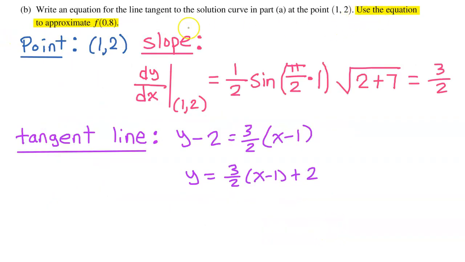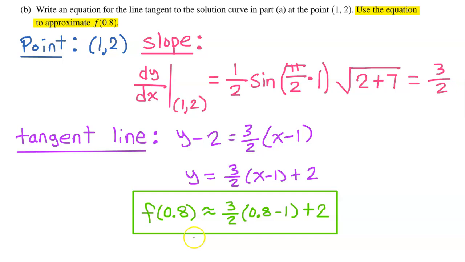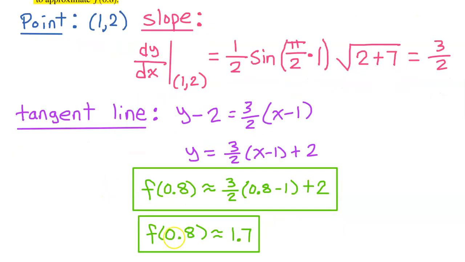Next, we will use the equation to approximate f at 0.8. This problem is not calculator active, so I recommend that you leave your answer just like this. If you did simplify, you would get f at 0.8 is approximately equal to 1.7.